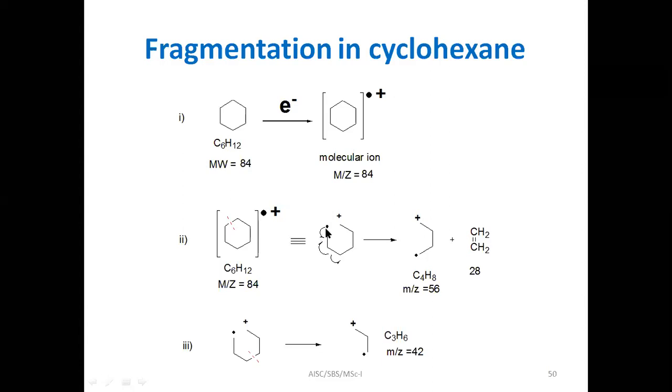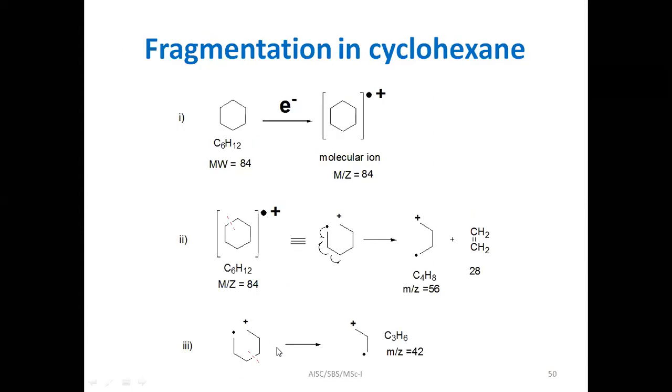Now once the radical forms, it undergoes breaking of the radical to form a CH2 neutral molecule plus this one, that is plus and dot here. So C4H8 you are getting, and its m by z is 56. You have to calculate how many carbons. This is CH2, that is C4H8, and C4H8 having m by z 56, and the 28 will be lost here.